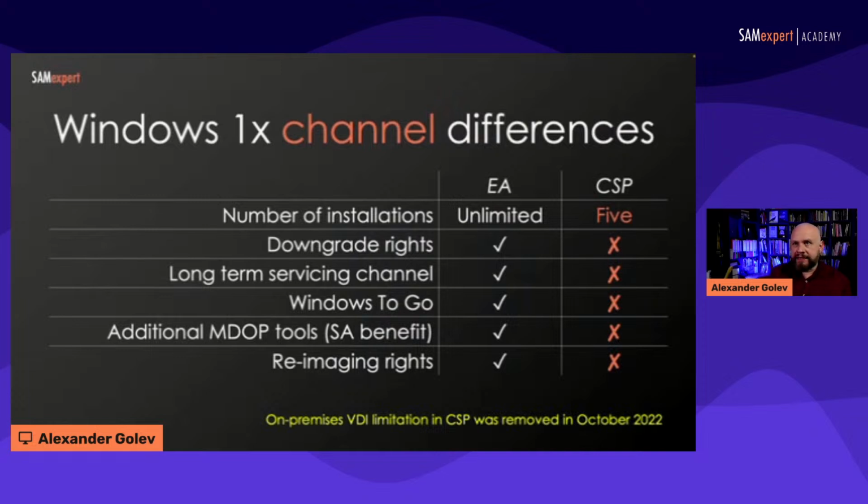Windows To Go doesn't exist. Long-term servicing channel in CSP doesn't exist. And even downgrade rights don't exist for Windows 11 subscriptions in CSP. So nice, isn't it? And that's a big exception to usual downgrade rights in Microsoft.